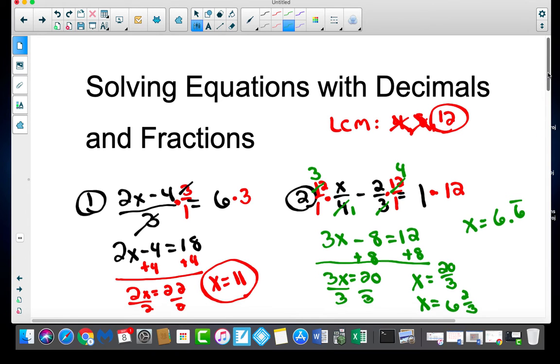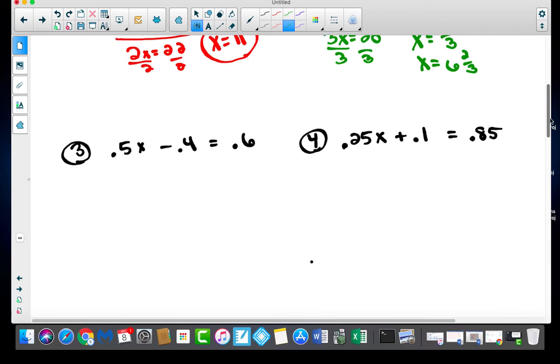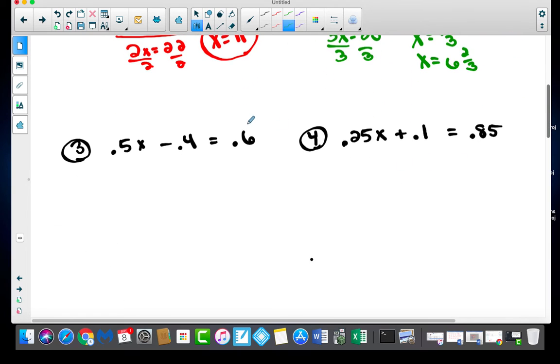Okay, any one of those is fine. Okay, now on numbers 3 and 4, it's different. They're decimals, only it's the same exact thing. Look, this fraction isn't 0.5, it's 5/10. Did you hear it? 5/10.